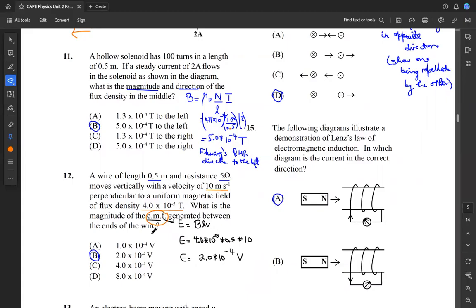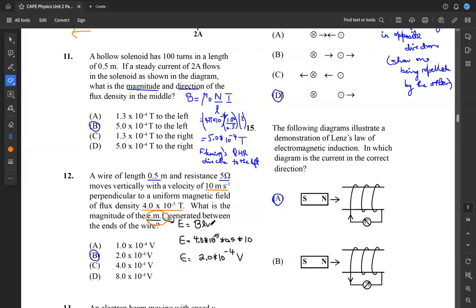So this is an electromagnetic induction question. If we go back to that section of the syllabus, what we remember is the formula for the induced EMF. Whenever you have a straight wire conductor moving with a particular velocity in a magnetic field, the formula for the EMF that's induced is equal to BLV. So make sure you remember this formula.